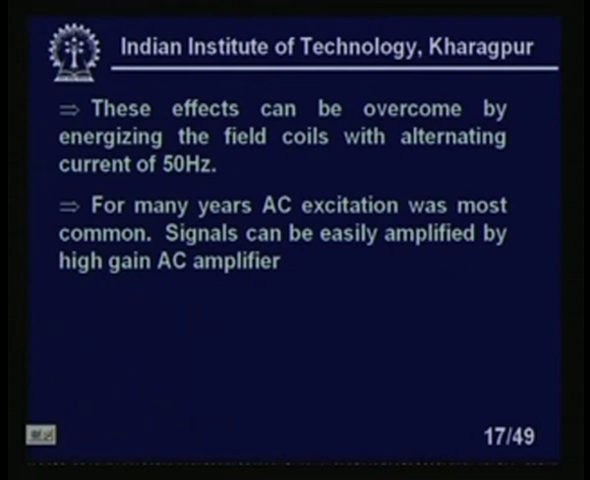We can apply 50 Hz alternating signals, and it has been used over the years. For many years AC excitation was most common, and signals can be easily amplified by high gain AC. This is another advantage of AC, because DC amplifiers were not popularly available some time back. Now DC amplifiers are available, but op-amps have some restrictions on currents and maximum voltage. If you have an AC amplifier, it is easy to amplify the signal.